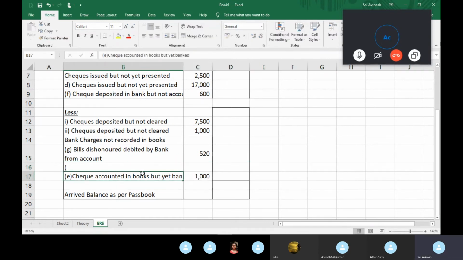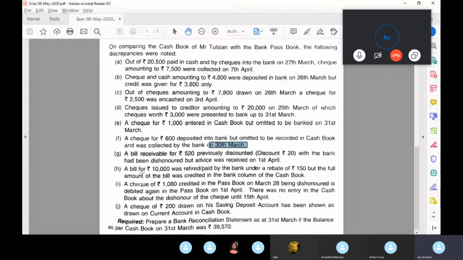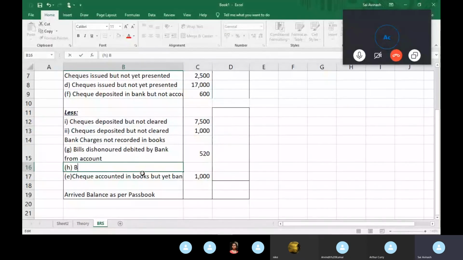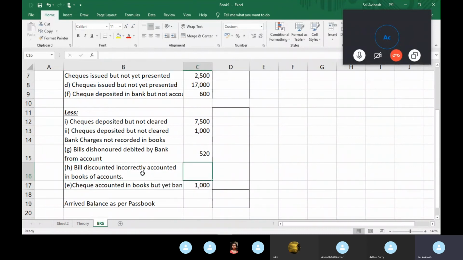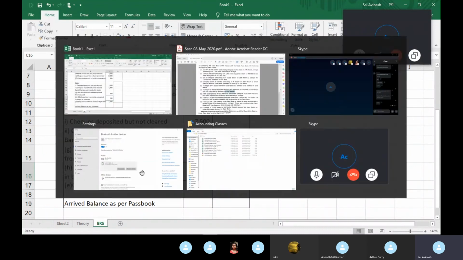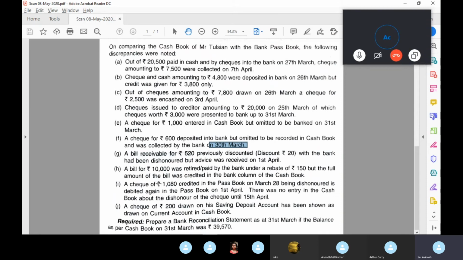So let's call this transaction number H, right? Bill discounted, incorrectly accounted in books of accounts, and that would reduce it by 150. Right? So next is I.